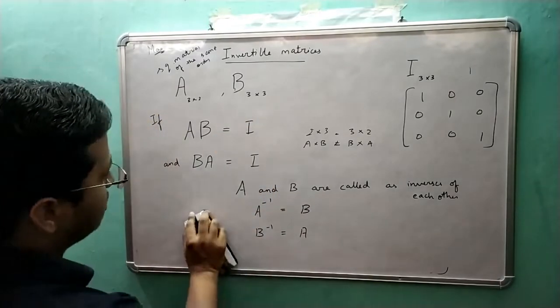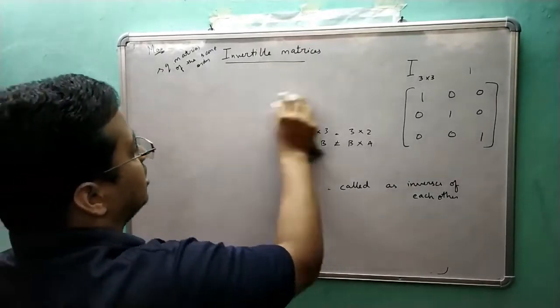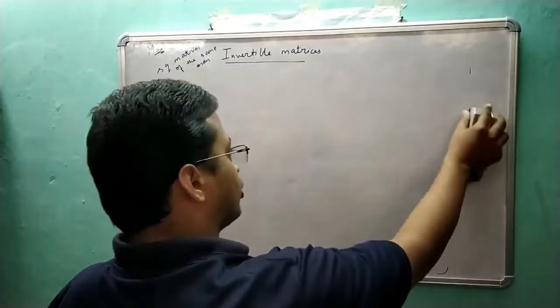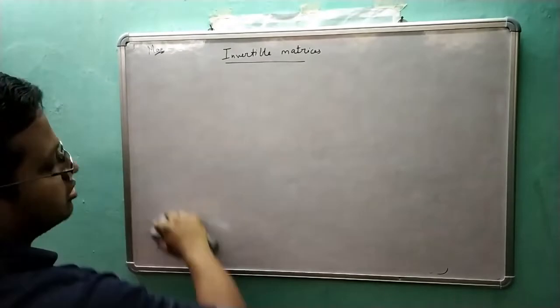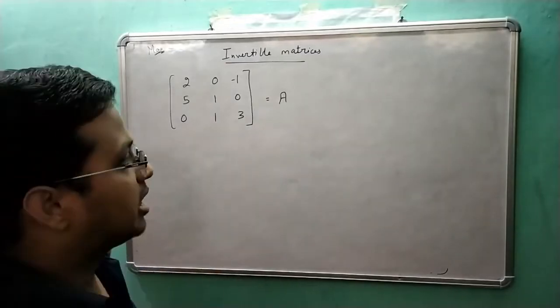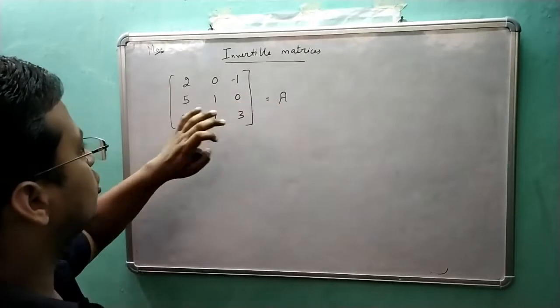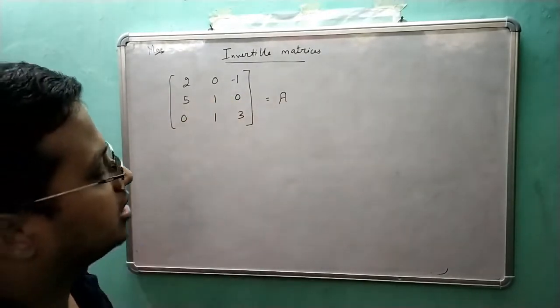Okay, so let's take an example and see how to find the inverse of a matrix. There is a given procedure. You must follow this procedure to find the inverse. For example, suppose this is the given matrix and we want to find A inverse. So A is [2 0 -1; 5 1 0; 0 1 3] and we want to find A inverse.